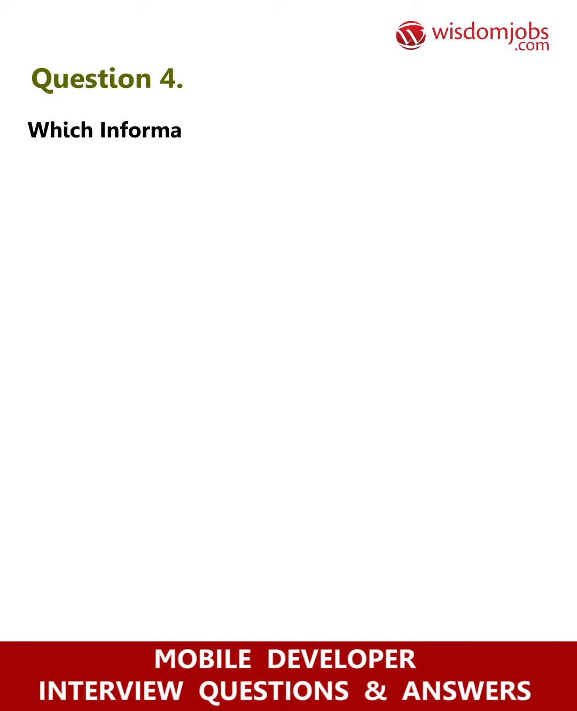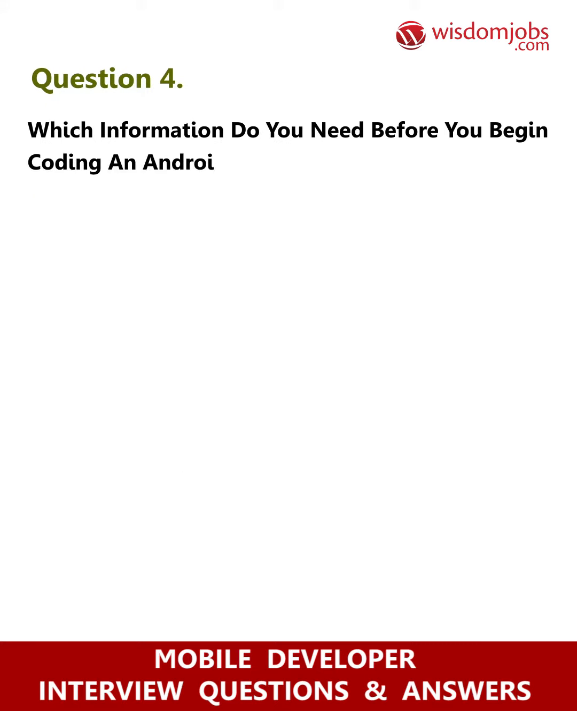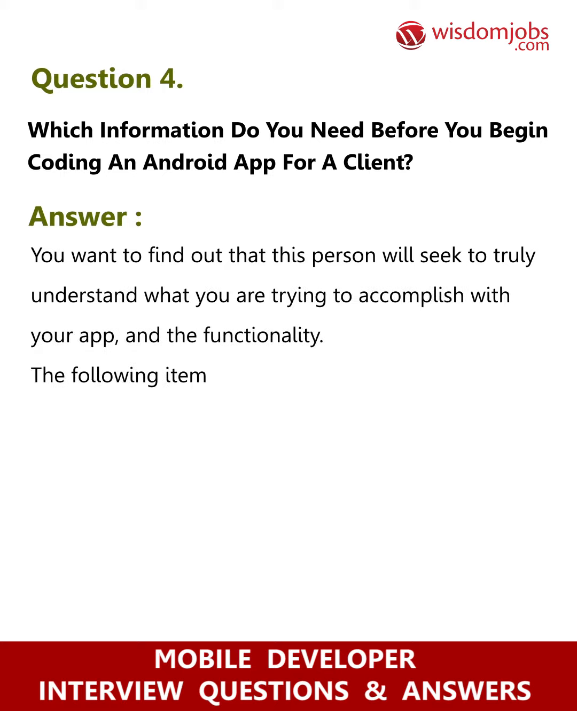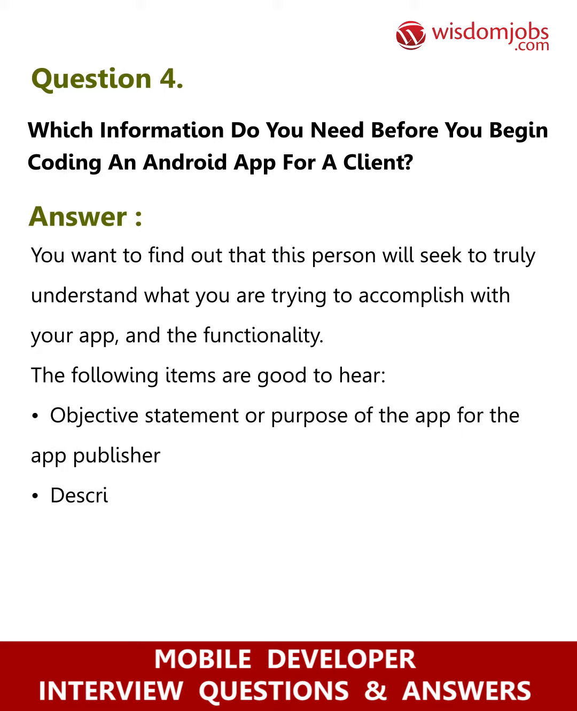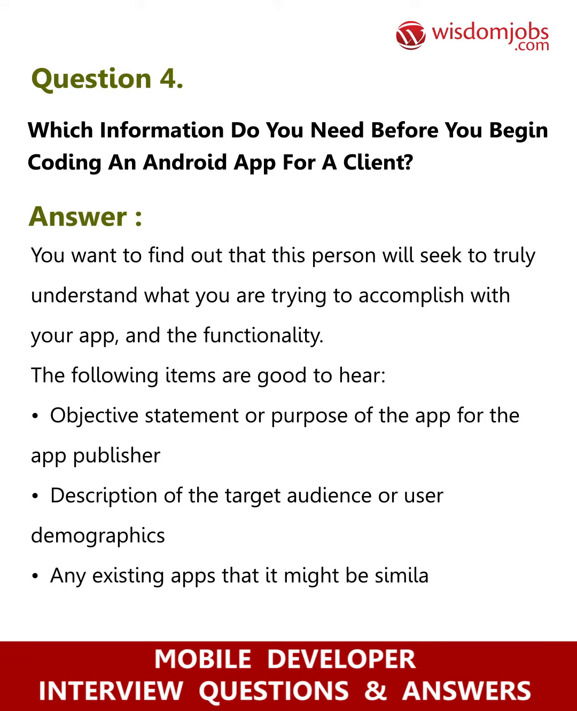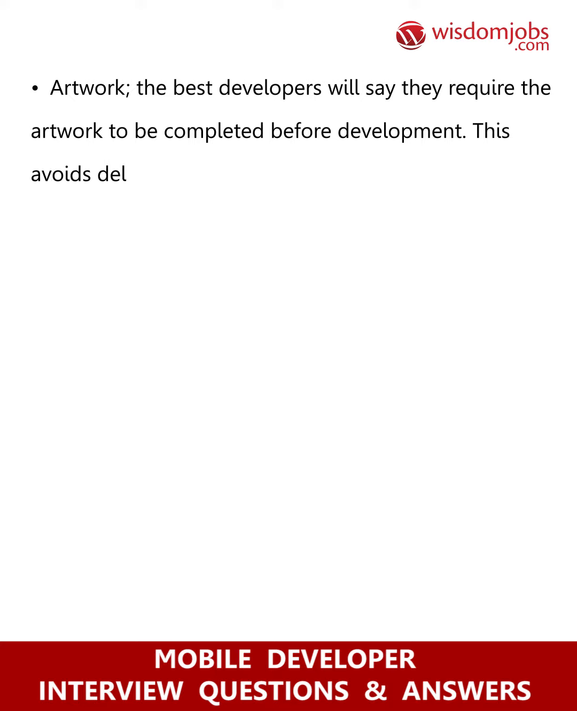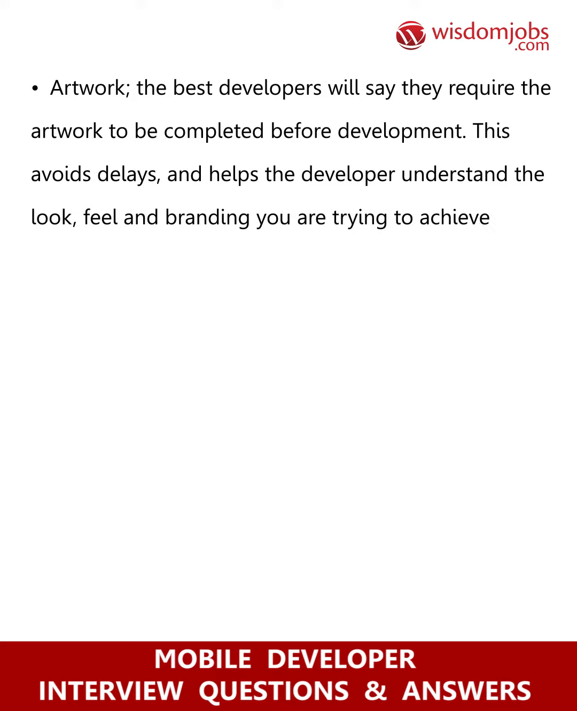Question 4. Which information do you need before you begin coding an Android app for a client? Answer. You want to find out that this person will seek to truly understand what you are trying to accomplish with your app, and the functionality. The following items are good to hear: objective statement or purpose of the app, a description of the target audience or user demographics, any existing apps that it might be similar to, wireframes, artwork. The best developers will say they require the artwork to be completed before development. This avoids delays, and helps the developer understand the look, feel and branding you are trying to achieve.